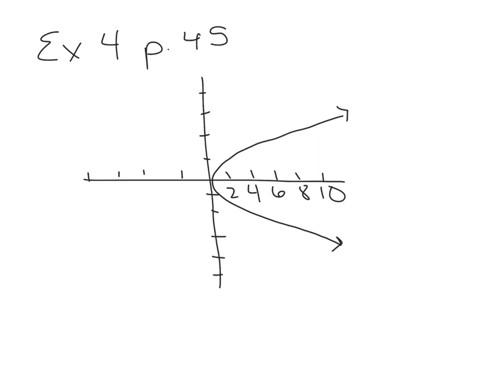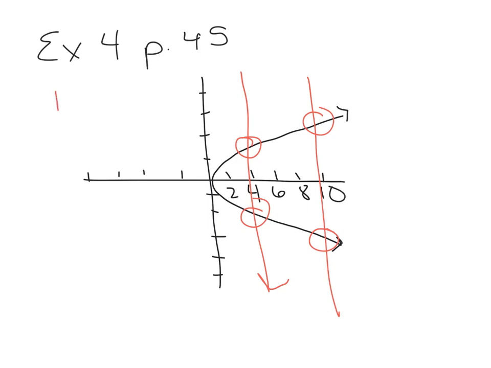I don't know if you guys can see what I was just doing with the pointer, but if I draw a vertical line right here, it cuts through this graph in two different places. Same thing if I draw it here. If a vertical line cuts through the graph in more than one place, then it is not a function. So this is not a function.